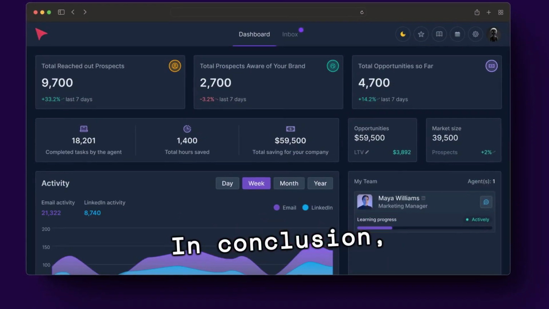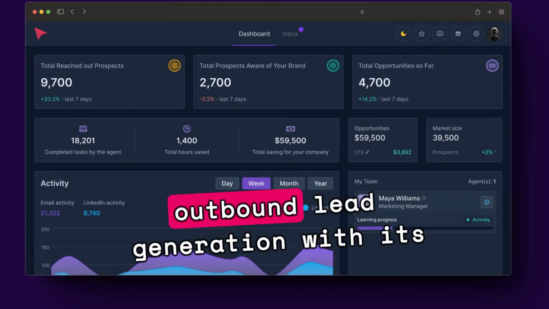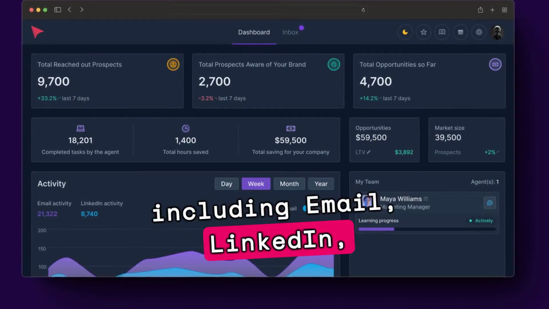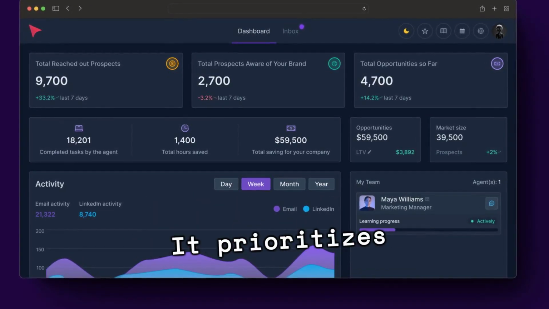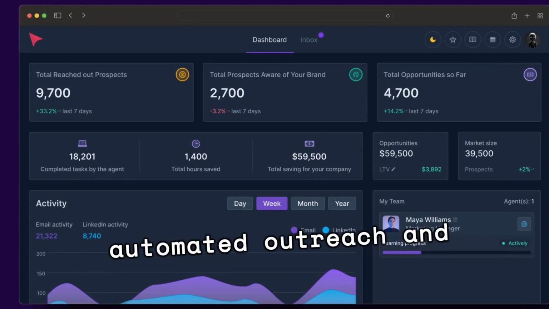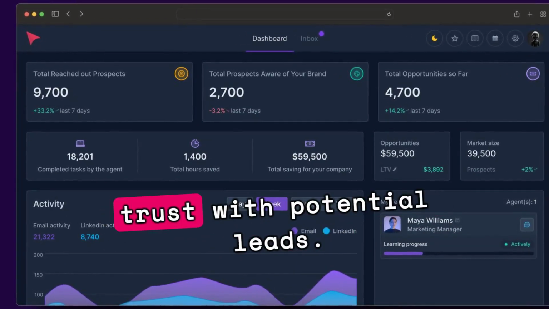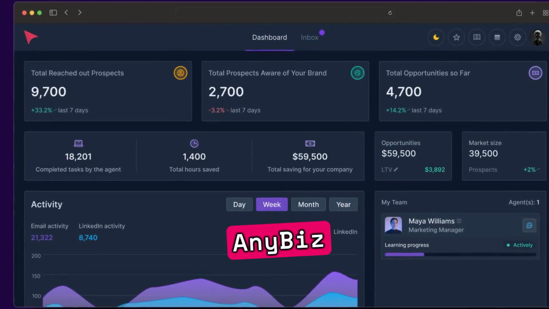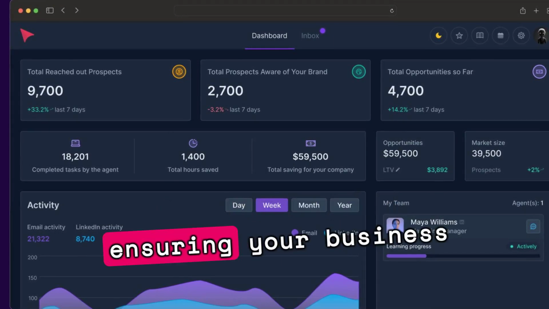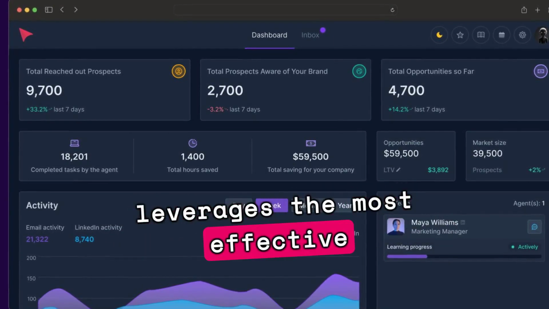In conclusion, AnyBiz.io redefines outbound lead generation with its multi-channel approach, including email, LinkedIn, Twitter, and more. It prioritizes building relationships through automated outreach and intelligent algorithms, fostering trust with potential leads. AnyBiz continuously evolves to stay ahead in digital communication, ensuring your business leverages the most effective strategies for connecting with customers.